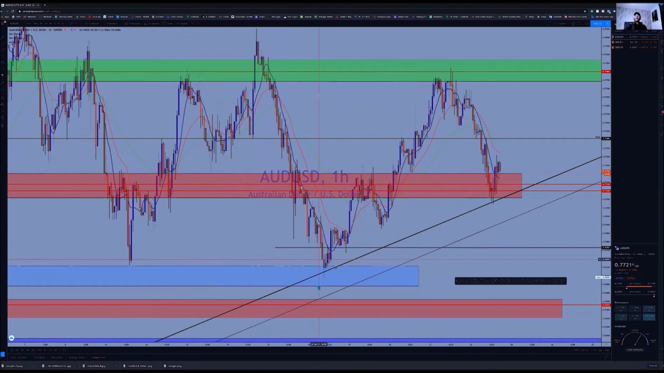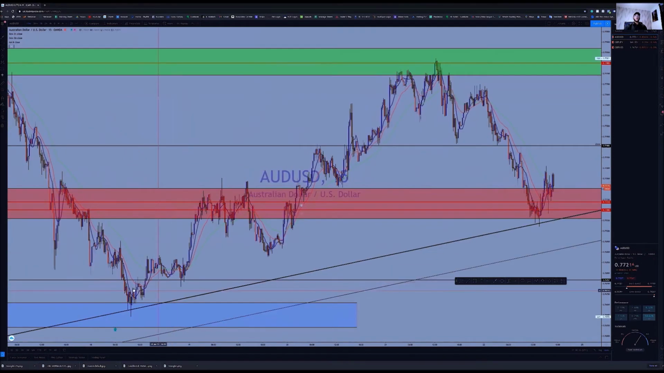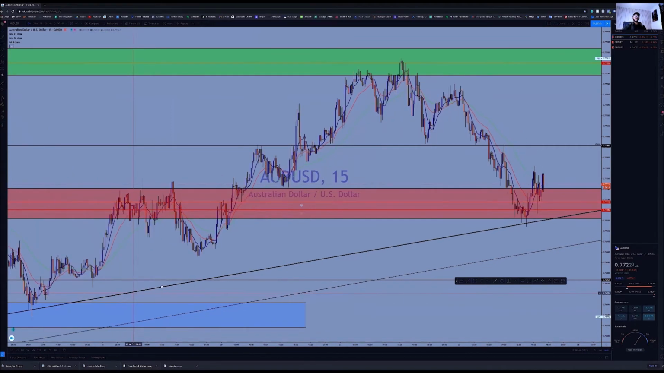Then I saw price respecting this trend line and saw this nice bullish candle. Then price pulled back again and closed, making this doji. So I went down to my lower time frame, the 15-minute time frame, and saw loads of rejection on this entire zone.